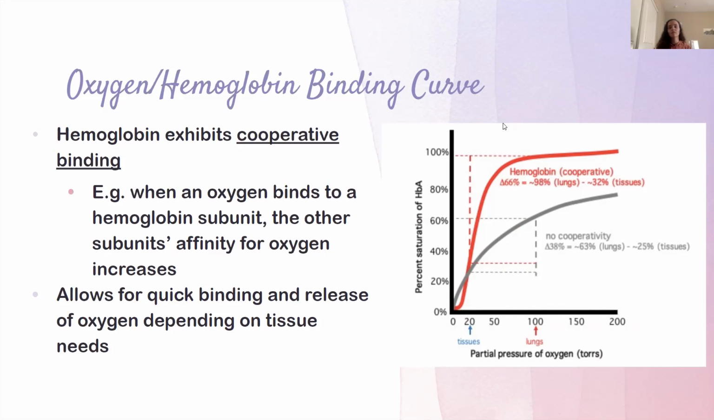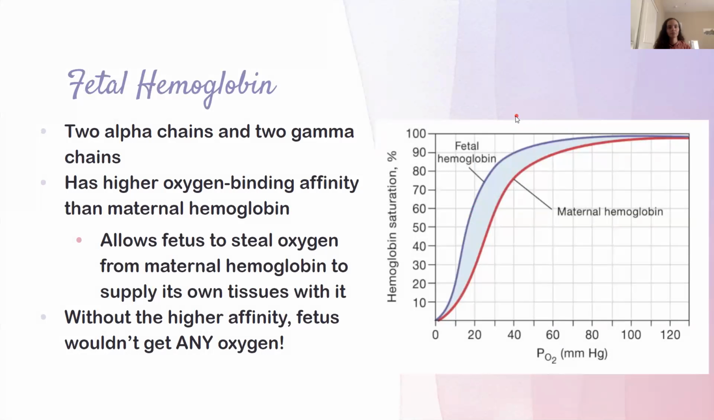And so this cooperative binding is really beneficial because it increases the rate of the tissues uptaking oxygen. You can see this from the graph, if you were to have no cooperativity in hemoglobin, we'd have a very slow release of oxygen into the tissues, right? So hemoglobin's cooperative quality is what increases the rate of oxygen uptake by the tissues. It allows for quick binding and release of oxygen depending on tissue needs.